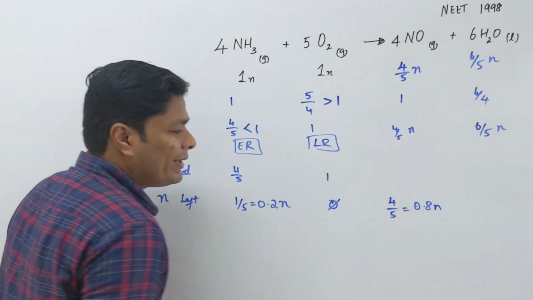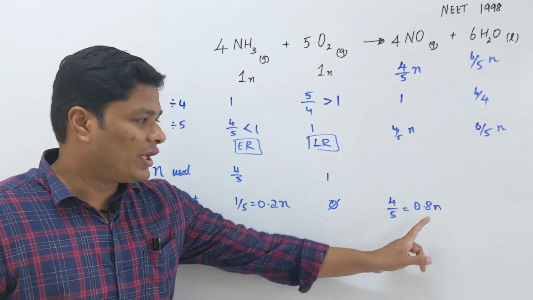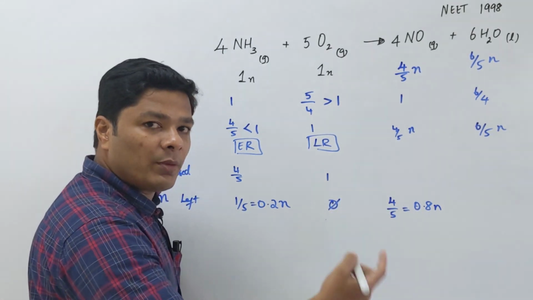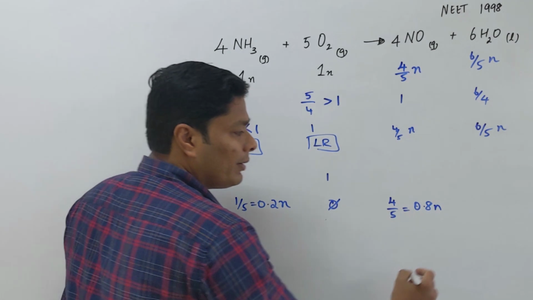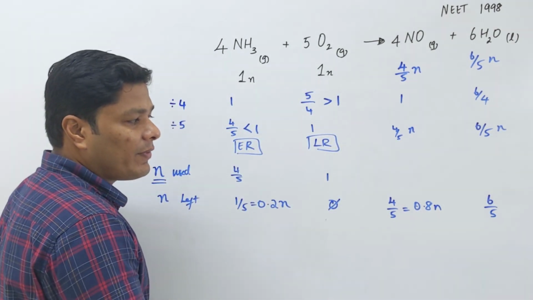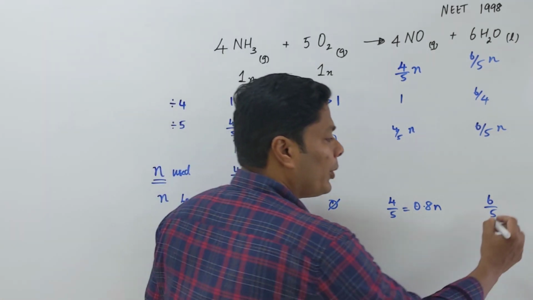Now if you want to quickly get 0.8, extremely simple, make it 40. 40/5 is 8, move one decimal place, 0.8. Now this type of math you have to do faster, it comes over a period of time, no need to practice separately right now. So now this is 6/5. Okay. Now 6/5, what you can do, make it as 60/5. 60/5 is 12. So 6/5 is now 1.2 moles.